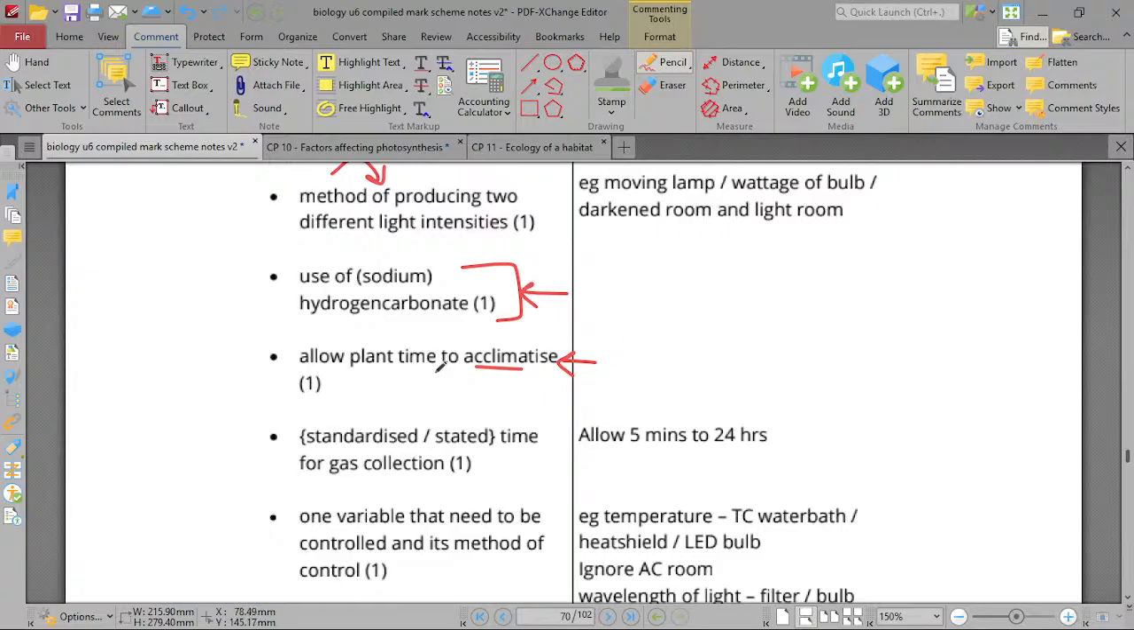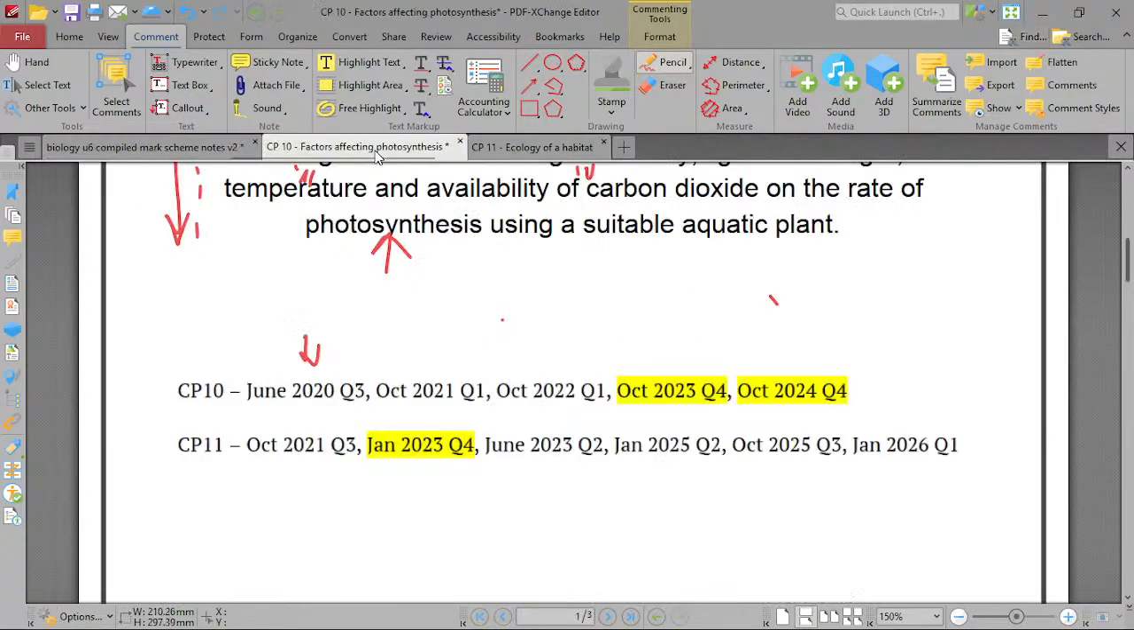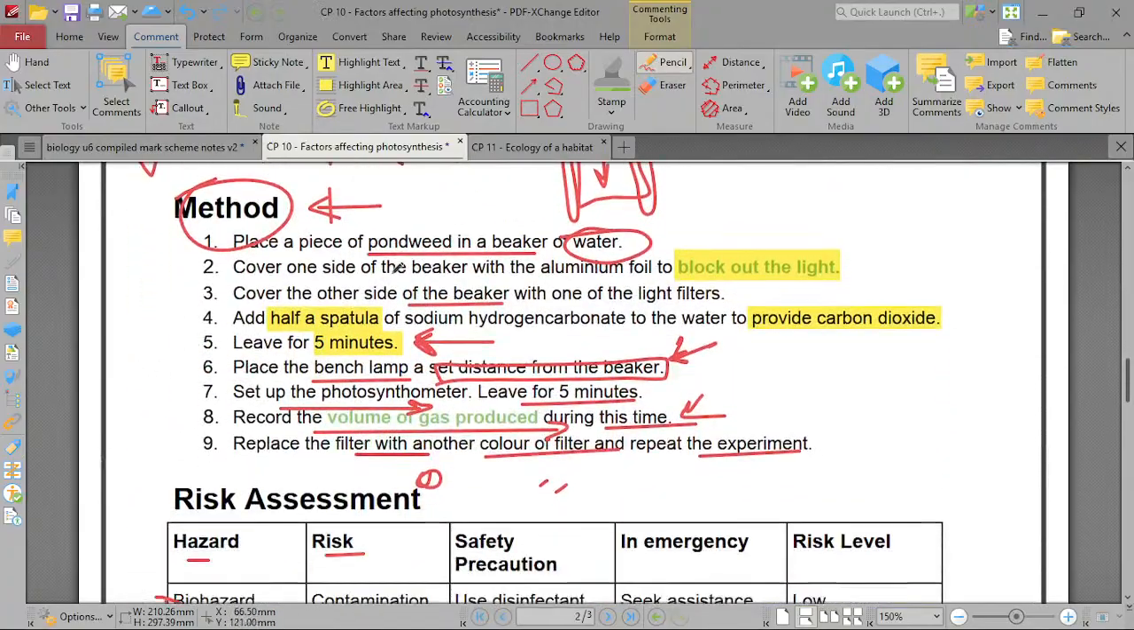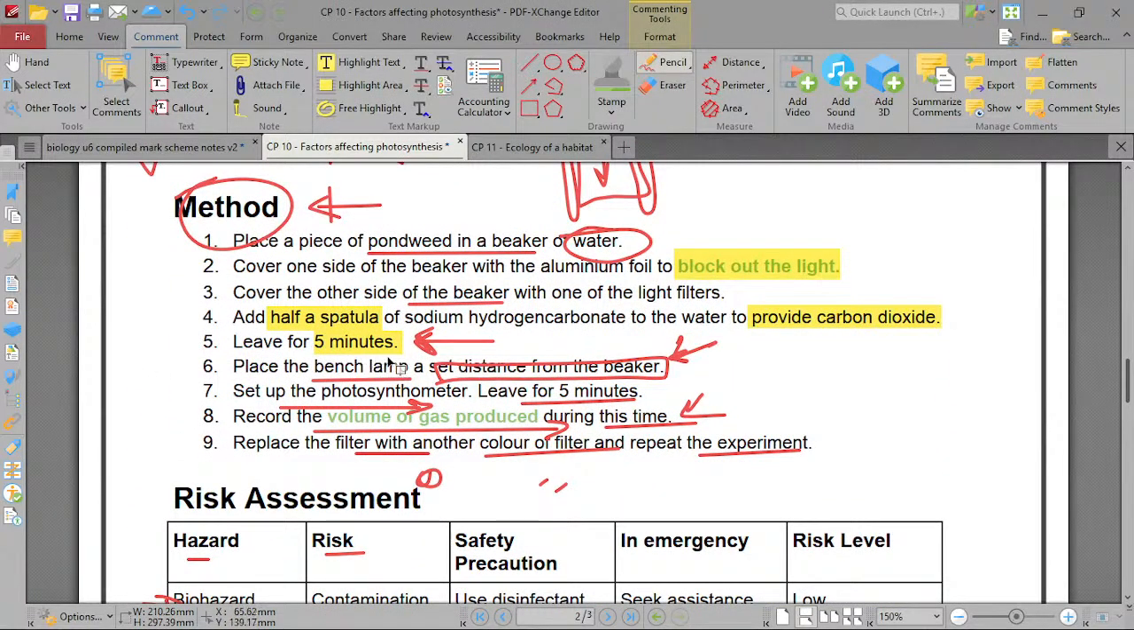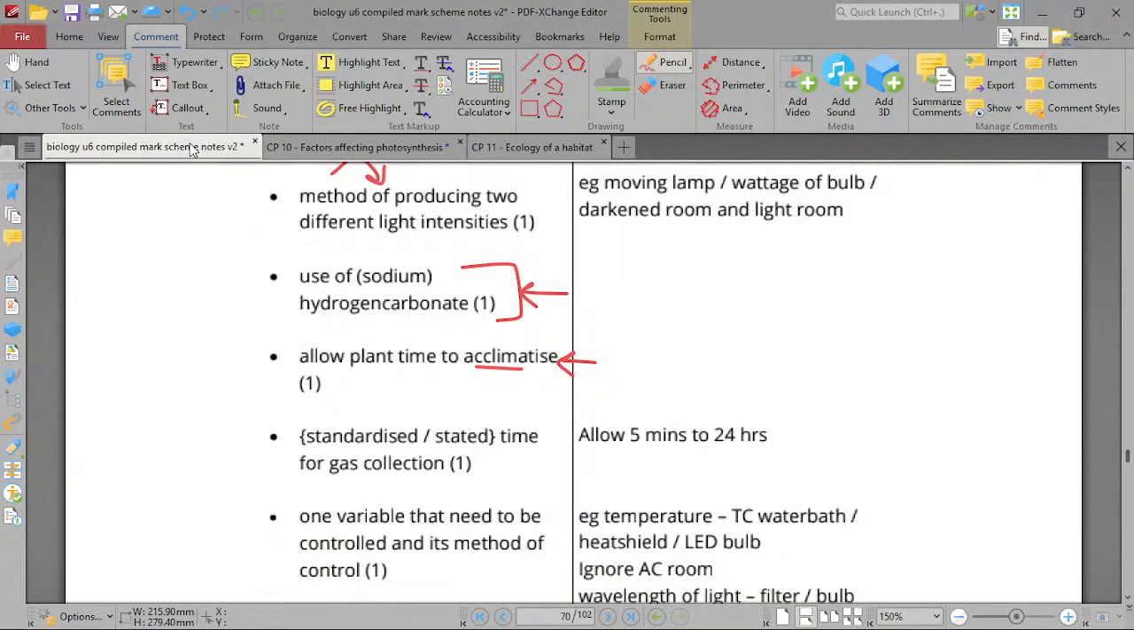So, yeah. Now this is all given there in the method that we learned over here. Leave for 5 minutes, then we set up the bench lamp and set the photosynthometer, leaving it for 5 minutes and recording the amount of gas that's collected. So 5 minutes for acclimatization, another 5 minutes for gas collection.